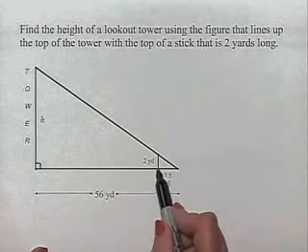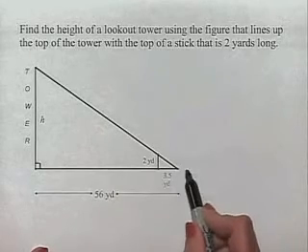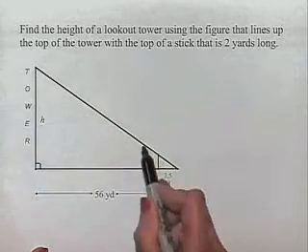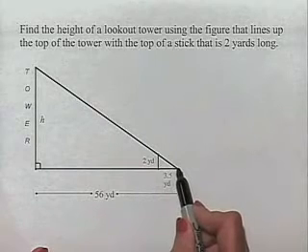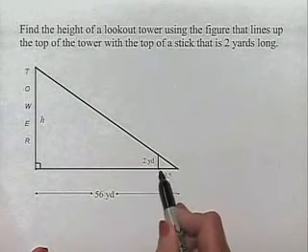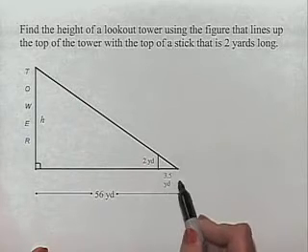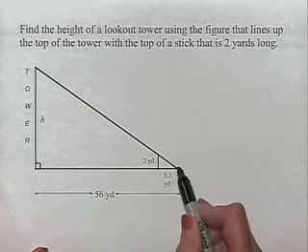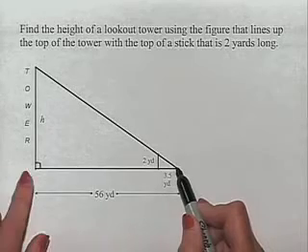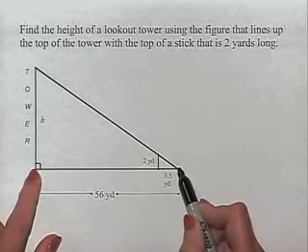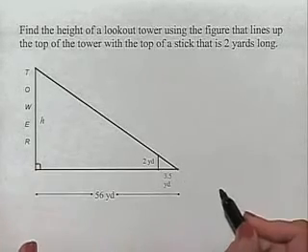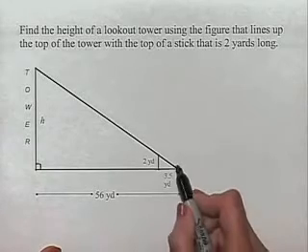We have a stick that we've set up so that it's at the same angle so that it lines up with this point here. So that's 2 yards high, and we can measure this length to the stick from this point as 3.5 yards. We now also know that this end point here is 56 yards away from the end of the tower.